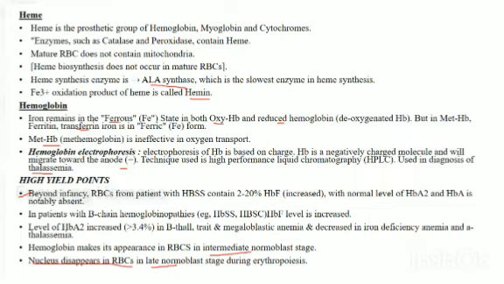Enzymes such as catalase and peroxidase also contain heme. Heme synthesis enzyme is ALA synthase, which is the slowest enzyme, and ferric oxidation product of heme is hemin. Coming to hemoglobin, iron remains in the ferrous form, that is Fe2+, in both oxyhemoglobin and in the reduced hemoglobin. In methemoglobin or in ferritin or in transferrin, it is present in the ferric form, that is Fe3+.